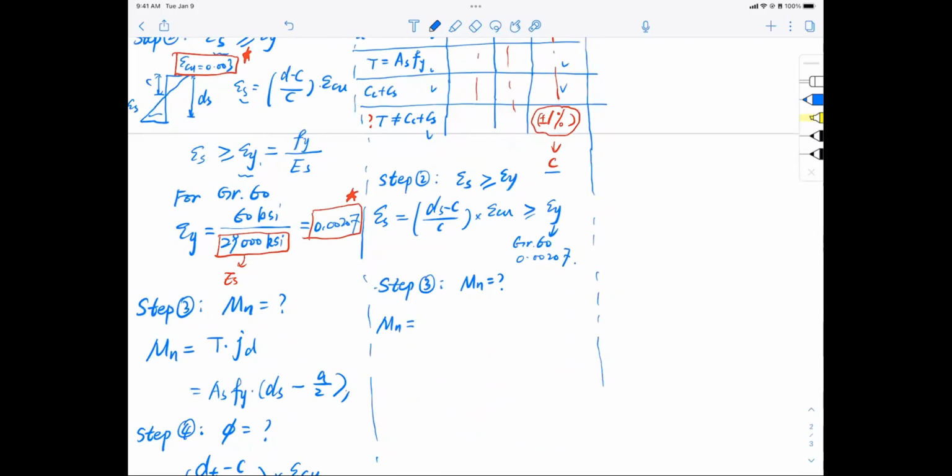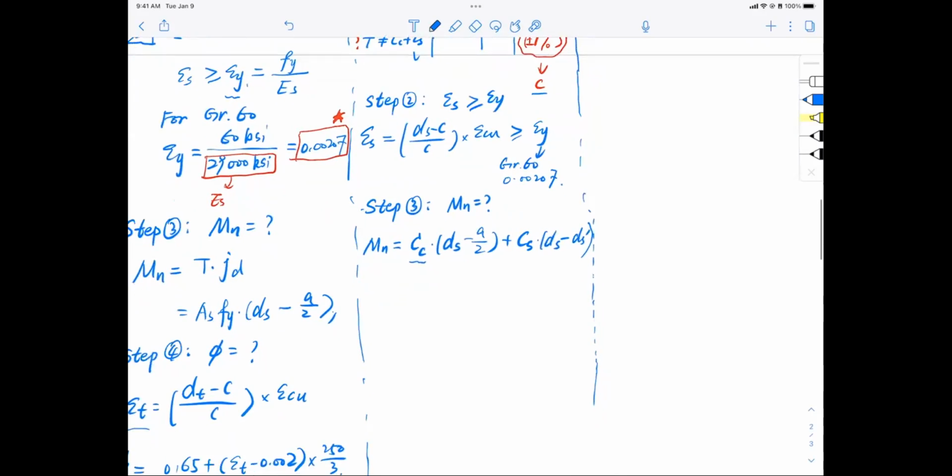And the equation changed a little bit, okay? Now it's no longer just As fy, but becomes Cc, the compression force from concrete, multiplied by the distance between the concrete force and the rebar, plus Cs multiplied by (ds minus ds prime). Now let me make it more clear so you see it better. Now there's a ds minus ds prime. Sorry, I have to eat up some of the space for my third column, but that's it.